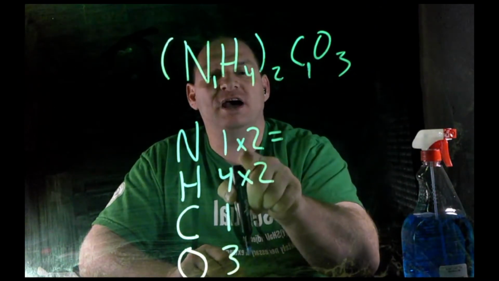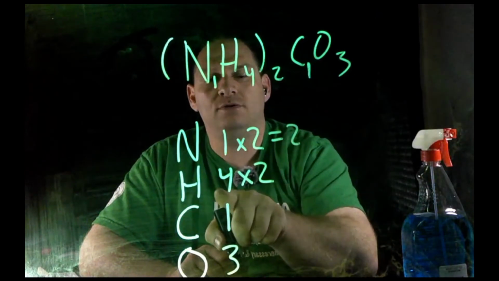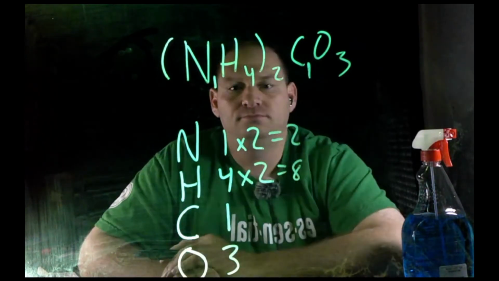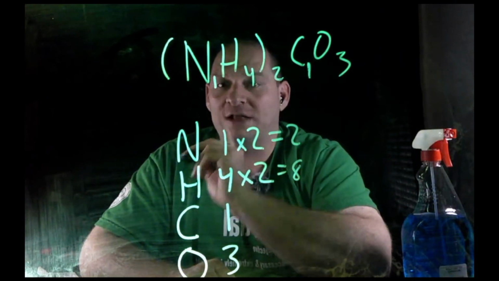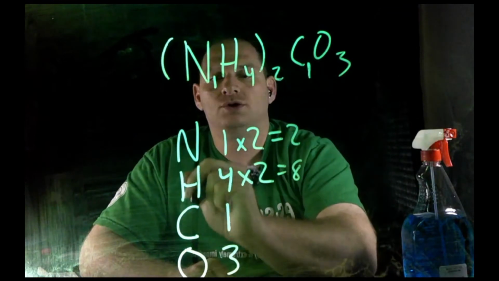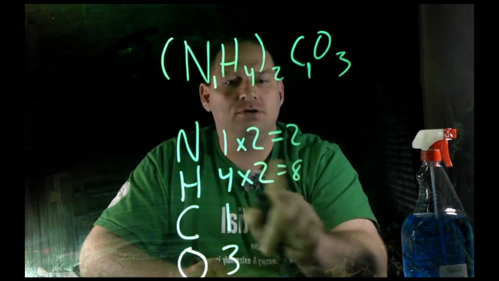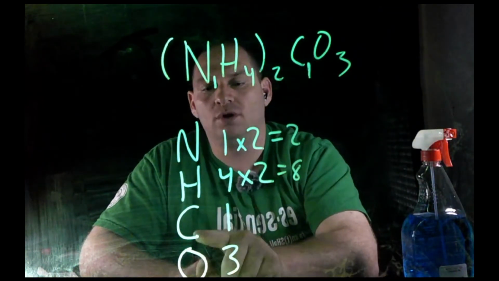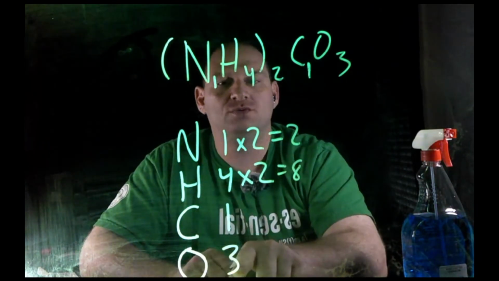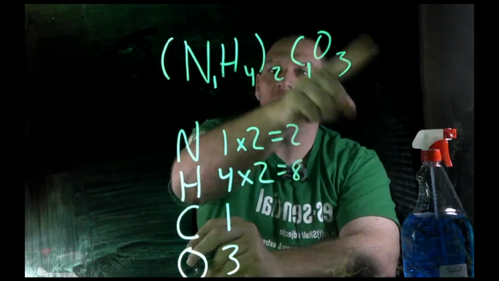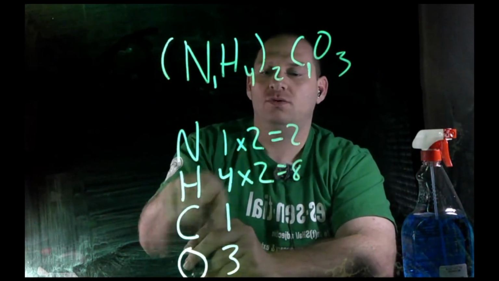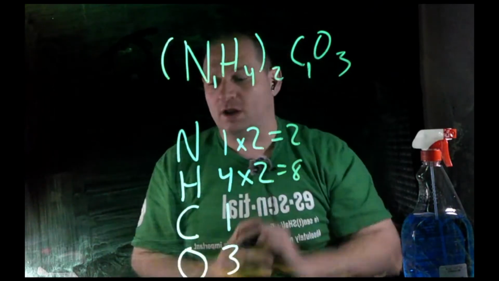Let's do our math. Nitrogen, 1 times 2 is 2. Hydrogen, 4 times 2 is 8. So our total number of nitrogen atoms in this molecule is 2. Total number of hydrogen atoms in this molecule is 8. Total number of carbon is 1. Total number of oxygen is 3. So I have one complete molecule: 2, 8, 1, and 3. Let's work on another one.